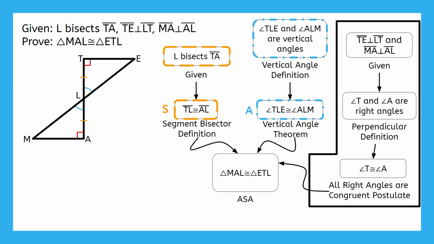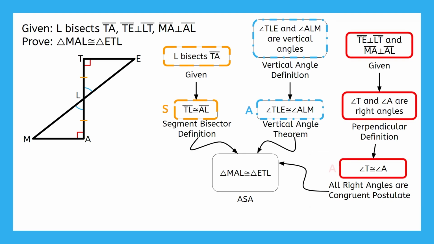Lastly, in the right branch, I put my right angle congruence. I combined TE is perpendicular to LT and MA is perpendicular to AL into one bubble here. Sometimes combining things makes sense if they have the same reason and they lead to the same place in our flowchart. Here, both of these were given, and they both lead to the fact that angle T and angle A are right angles because of the perpendicular definition. We do need a third bubble in this branch to say that angle T is congruent to angle A. The reason for this is that all right angles are congruent postulate. I coded this branch in solid red, and I've labeled the last bubble with an A to show that it gives me an angle congruence.